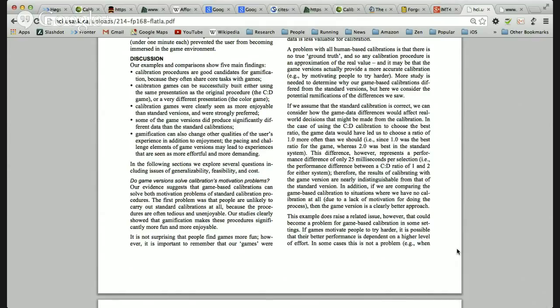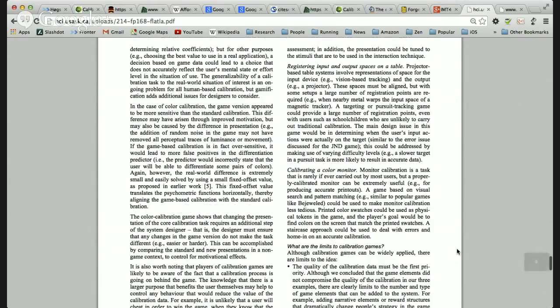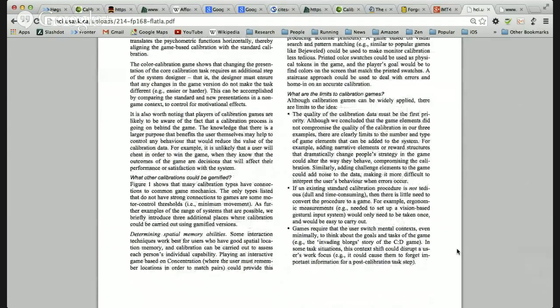If you scroll to the bottom of the next page, the first column, determine spatial memory ability. So there is some concern that, as with all games, it works for some players, some users, not others. And they're looking into what are the additional requirements for what type of user this works, and what do we do with those users that we would like to calibrate but they don't fall in a category. That's also something to keep in mind when working on it.